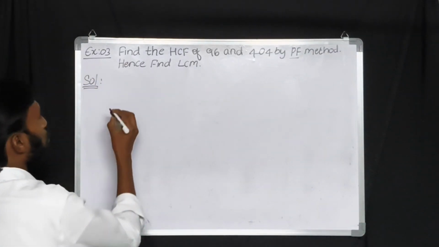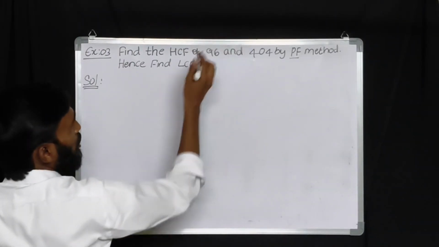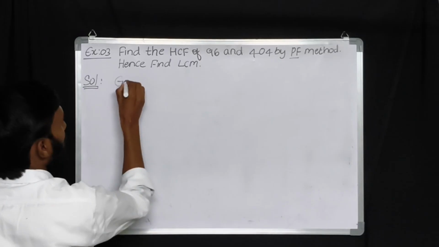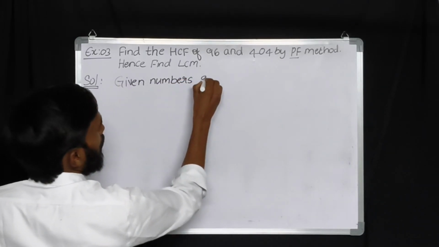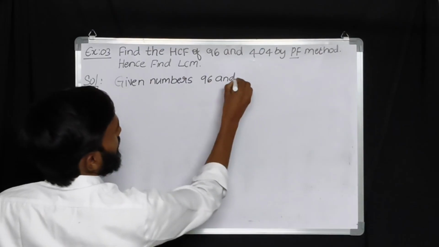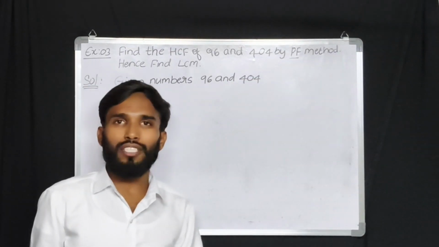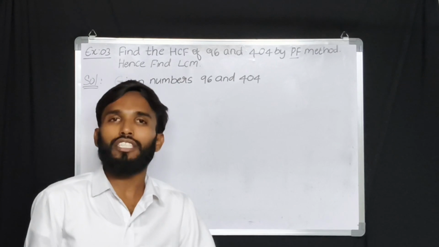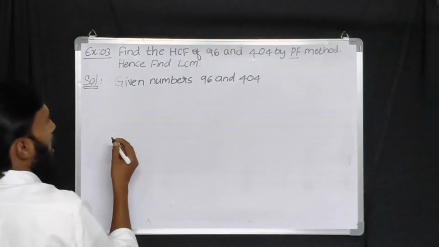First, as you all know, find the prime factorization of 96 and 404. What are the given numbers? Given numbers 96 and 404. As you all know, to find the LCM or HCF, we first have to find the prime factorizations of the given numbers. Now first find the prime factors of 96.